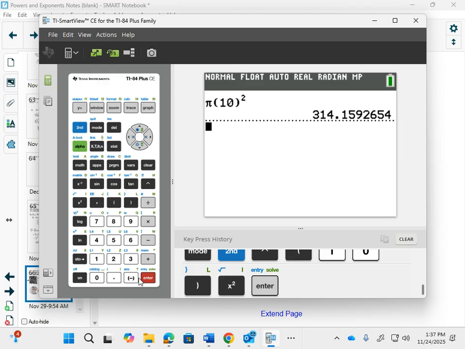Wait, so you have to go second and then what? Second, and then you see where the pi button is above this one? You push second in that button. Okay.